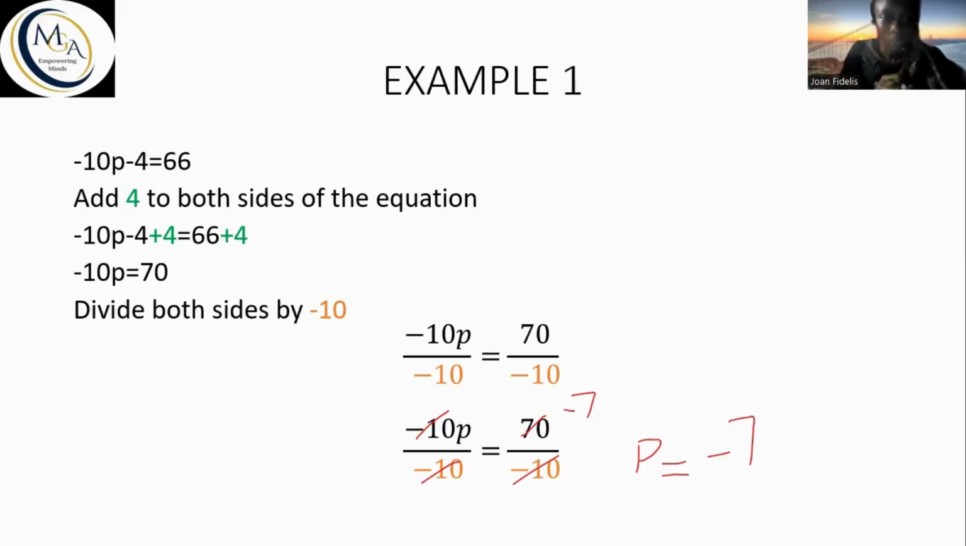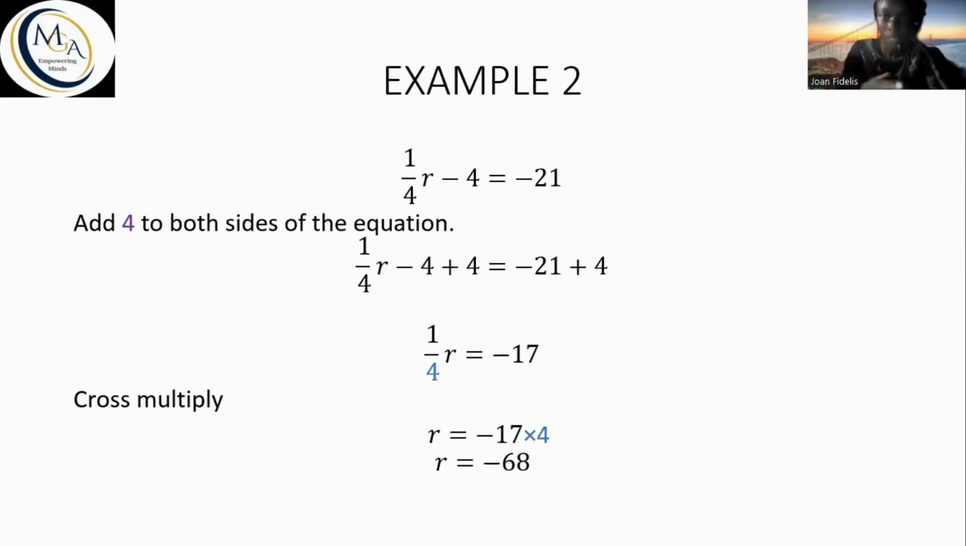So divide both sides by minus 10, and then we cross out minus 10. And then 70 divided by minus 10 is going to give us a negative value of 7. So p is equal to minus 7. This is pretty simple. It's just a step further in what we've been learning how to solve. Example 2, which looks a little bit different from what we've been doing.